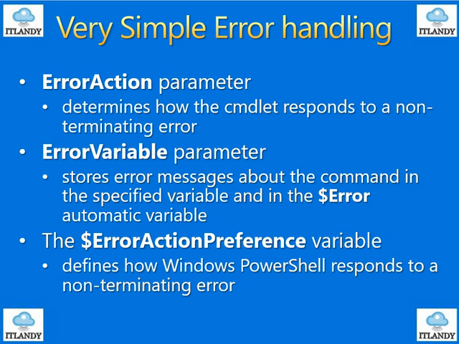Some valid values: SilentlyContinue suppresses the error message and continues executing the command. Continue displays the error message and continues executing the command. This is the default behavior. Inquire displays the error message and prompts you for confirmation before continuing execution. This value is rarely used. Stop displays the error message and stops executing the command.